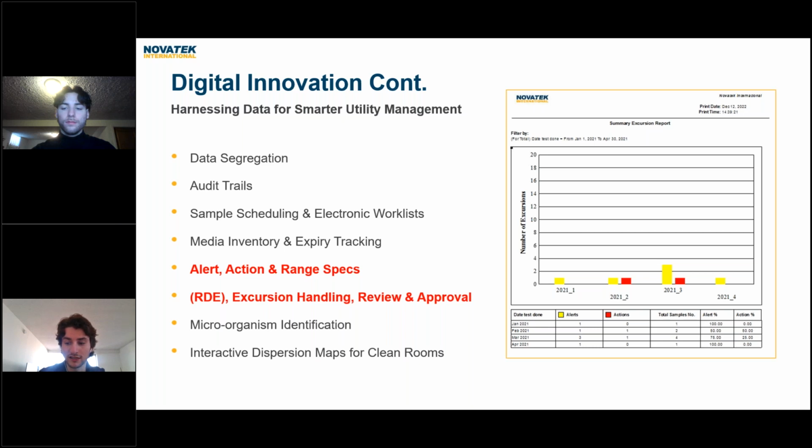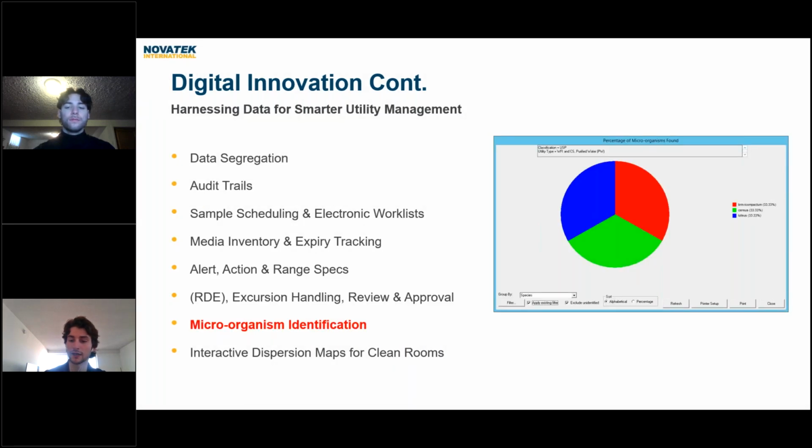Excursions are both visually indicated on entry, with notifications transmitted by email. Investigations can be initiated directly into the system. Review and approvals can be executed in this window as a batch transaction, making for a more efficient result processing, faster reporting and trending, and batch release, of course. So all in all, reducing, if not completely getting rid of, human or transcription errors, right?